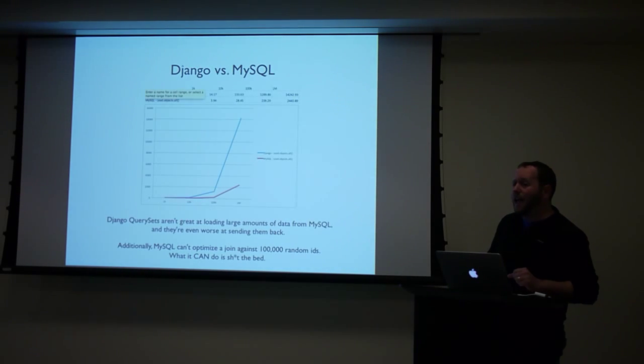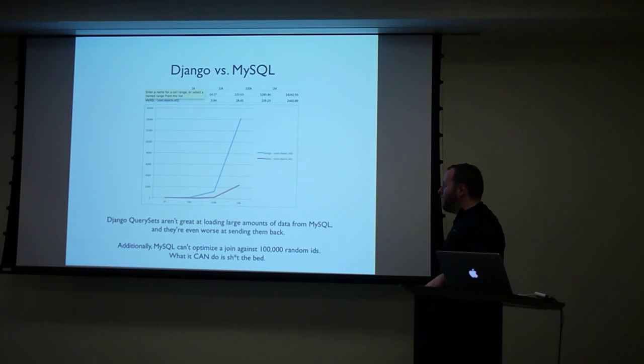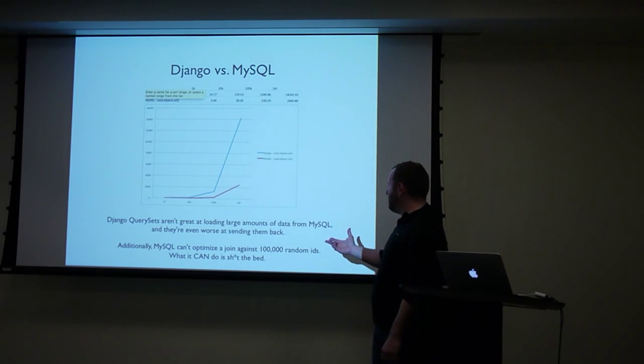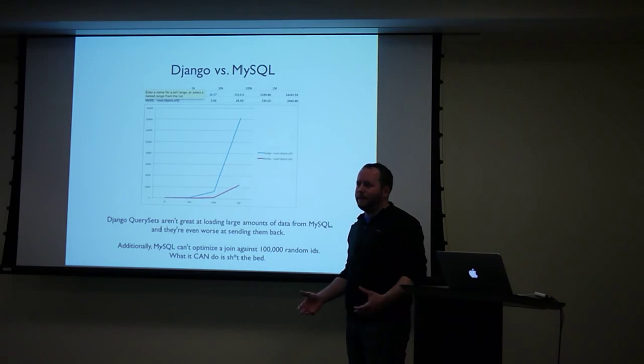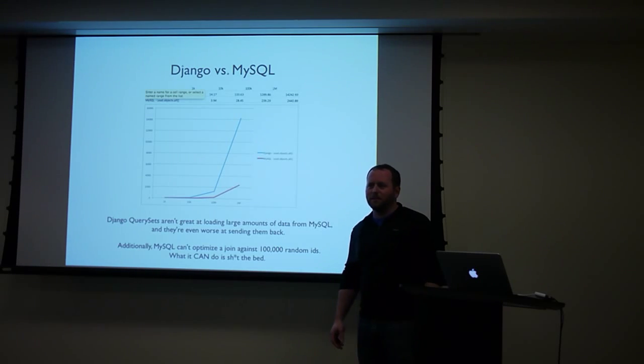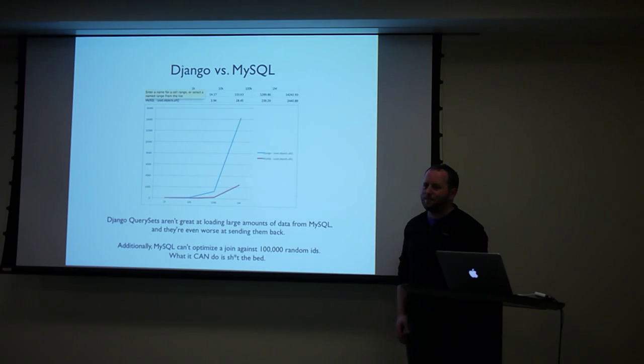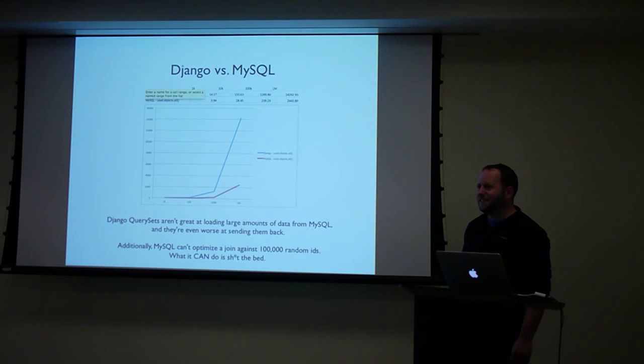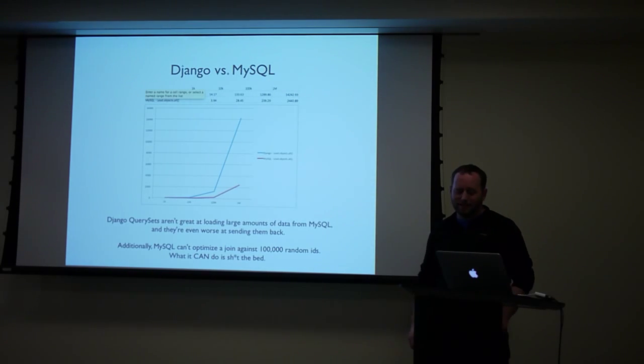And the other thing is, MySQL itself, if it gets that list of 100,000 seemingly random IDs, it doesn't really have anything intelligent to do. It can't optimize the query with all of its intelligent database computer science ideas. It's just a list of 100,000 random IDs.